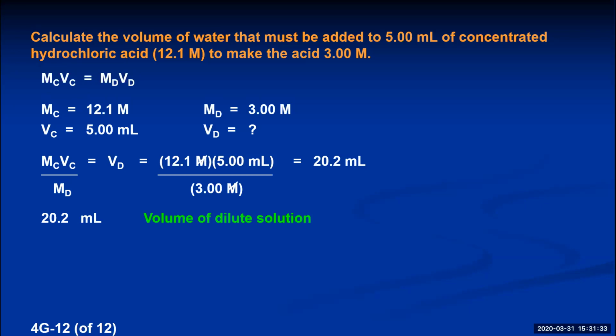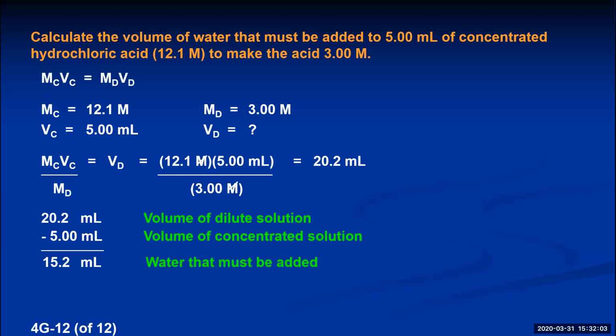Read the first part of the problem again. Calculate the volume of water that must be added. So how are you going to figure that out? Well, you started with 5 milliliters of the concentrated acid. You made the volume go up to 20.2. So how much water do you have to add? You have to subtract 5.00 from that, and that'll tell you the difference. That'll tell you how much water needed to be added to make this solution, which comes out 15.2 milliliters. This is the answer to the question. This is the amount of water that must be added to make that solution.